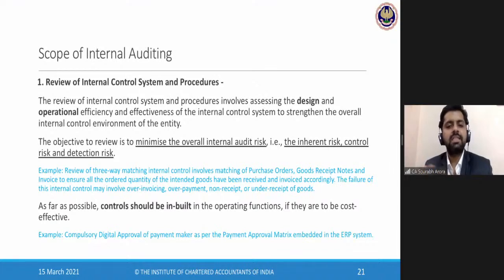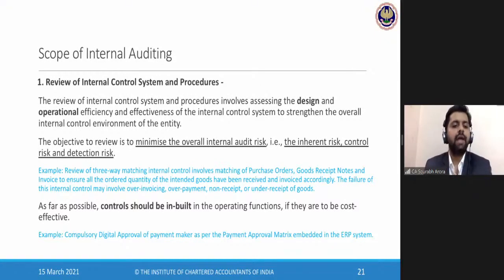So what he should see is the design and operational efficiency and effectiveness of internal control system to strengthen the overall internal control environment. So not just the operation, how it is operating, but also the design. We'll discuss the design in the later part of this chapter as well. But the design and operational efficiency and effectiveness must be checked. The objective of the review is to minimize the overall internal audit risk. What is the internal audit risk? Inherent risk, control risk, and detection risk. I hope you remember this from the previous lectures of the related topic as well, that the overall internal audit risk is inherent risk, control risk, and detection risk.